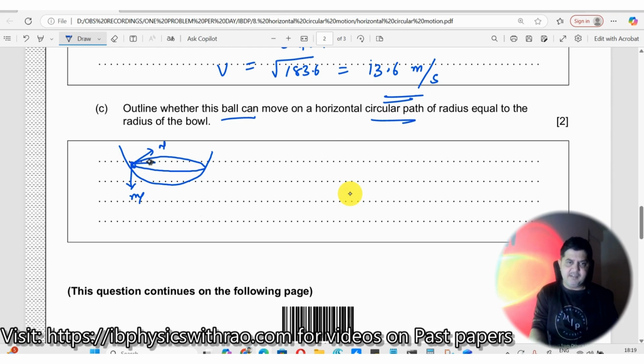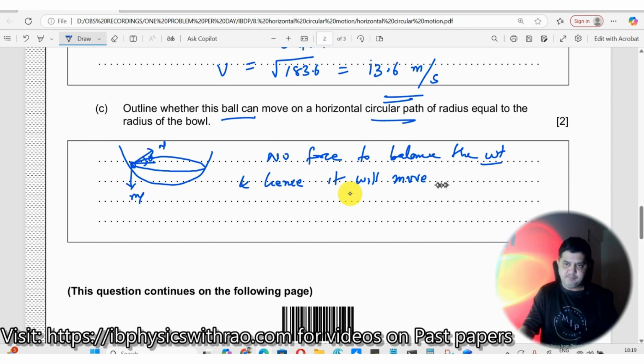Now if this is your theta, and this N is sufficient enough, it will move in a circular path. Usually what happens is there is no force to balance this weight. As a result of this, this will be slightly inclined. Let's say here there is no force to balance weight, hence it will not move in a horizontal circle.